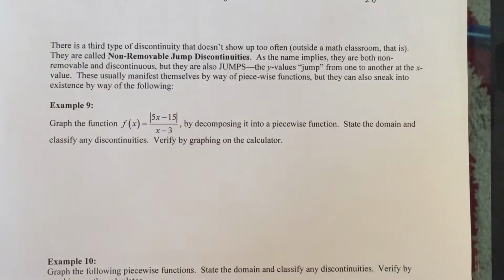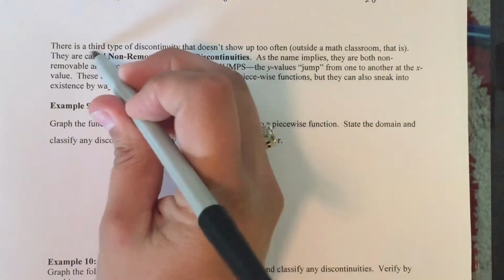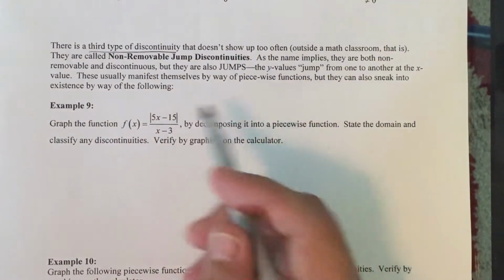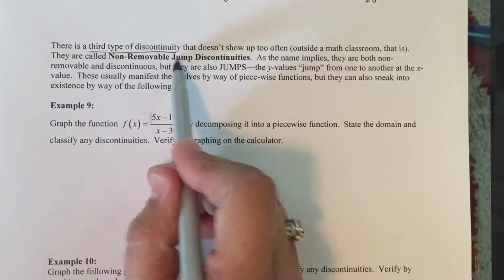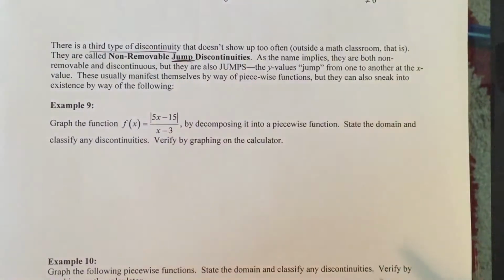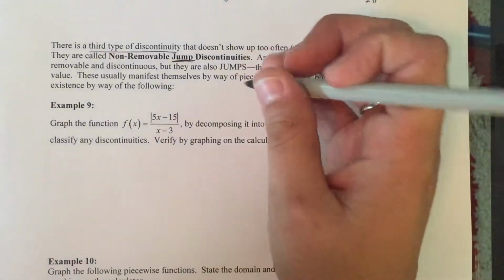The last part of 2.1 is going to discuss a third type of discontinuity, okay? And the third type of discontinuity is called a non-removable jump discontinuity. And I really like the name of this one because jump very obviously defines what this function is going to do, okay? So these are the types you've seen so far.